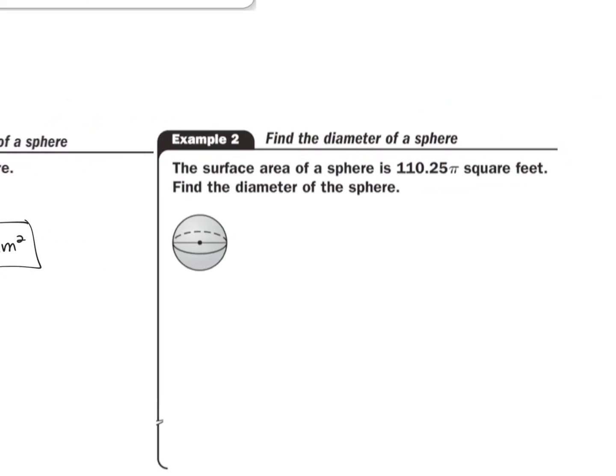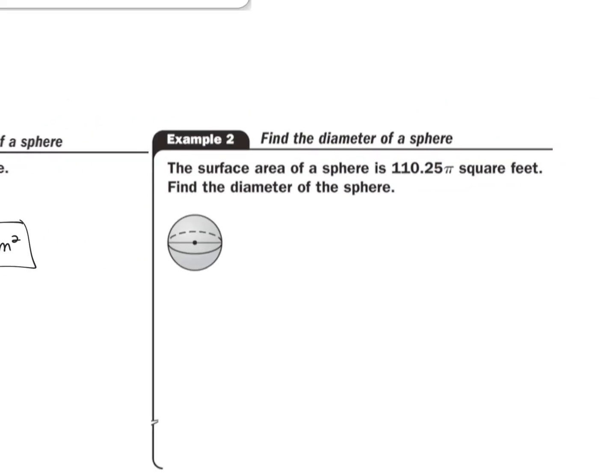Easy, right? Okay. So now this one's a little bit trickier. They're giving you the surface area and now they want you to find the diameter. Okay, let's just write the formula. So the formula for surface area is 4 pi r squared. And now they tell us the surface area is 110.25 pi. Okay, so in order to find the diameter, we have to find the radius first. So we need to get this r by itself, okay?